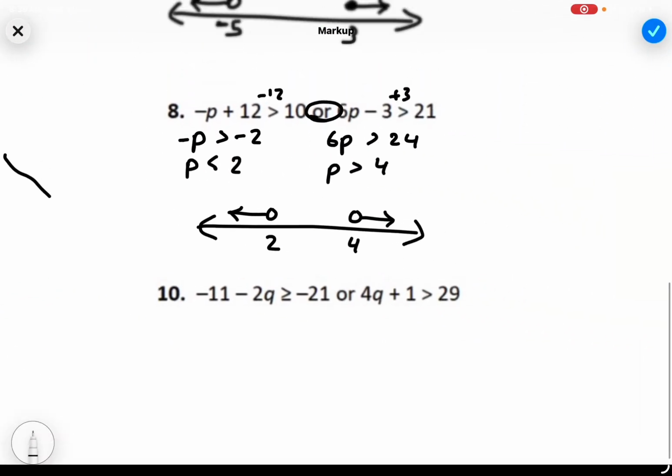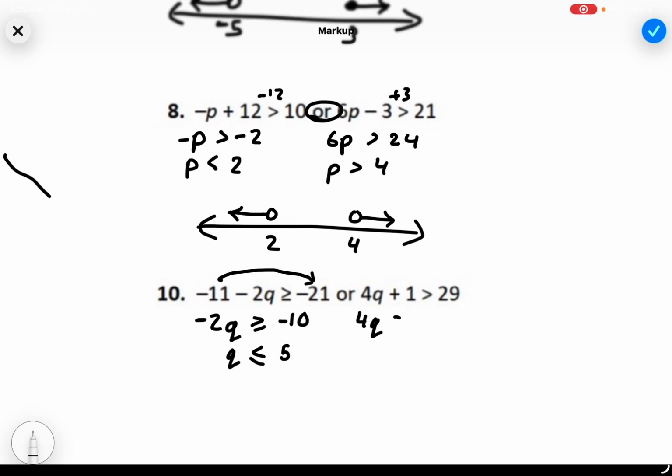Last question, not for this video, but for this style of question. It's a long one, but it's not complicated, I promise. You take the 11 to the side, you add 11, and so you get negative 2q. q is greater than or equal to negative 21 plus 11, which is negative 10. And then you divide by negative 2, and dividing by a negative number, you swap the sign, you know. You see q is less than or equal to 5, because negative 10 divided by negative 2 is 5.